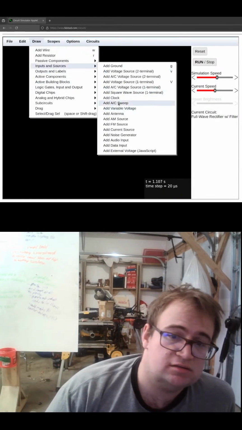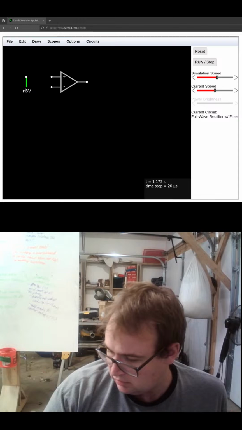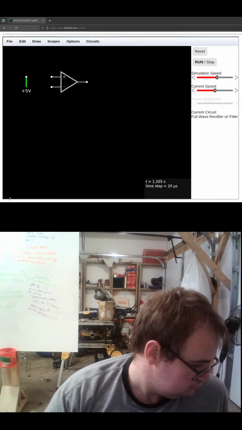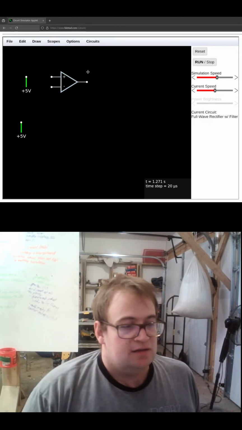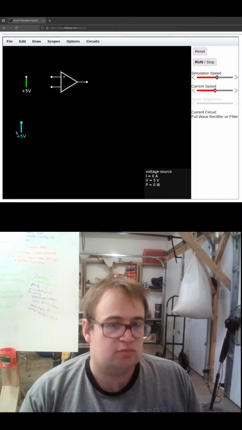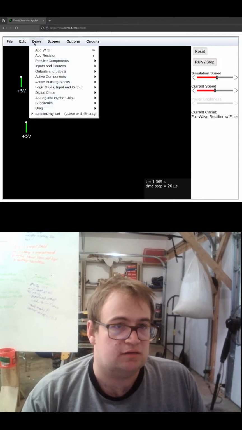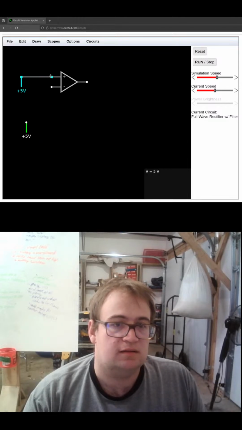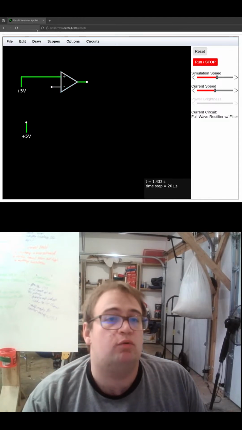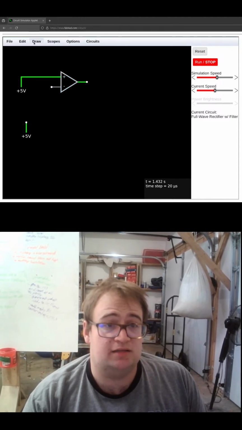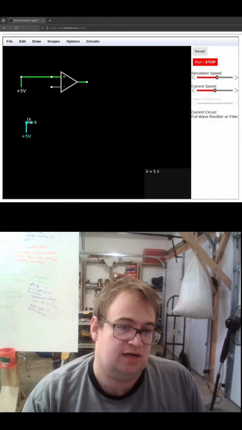Inputs and sources. We'll just do a 1-terminal voltage source. My dog's sniffing something. I'm not sure what she's doing there. There. Move that 5-volt one there. Put this one here. Then draw, add wire. There. Oh, I better stop this, or else I won't know. I need to analyze the circuit before I have it running.